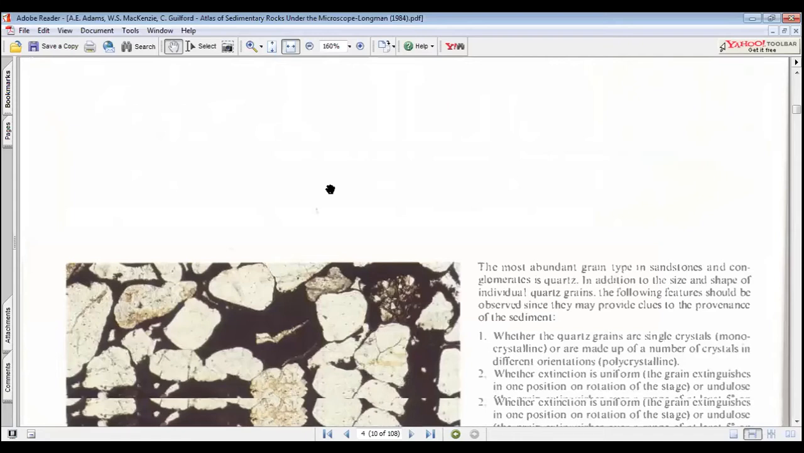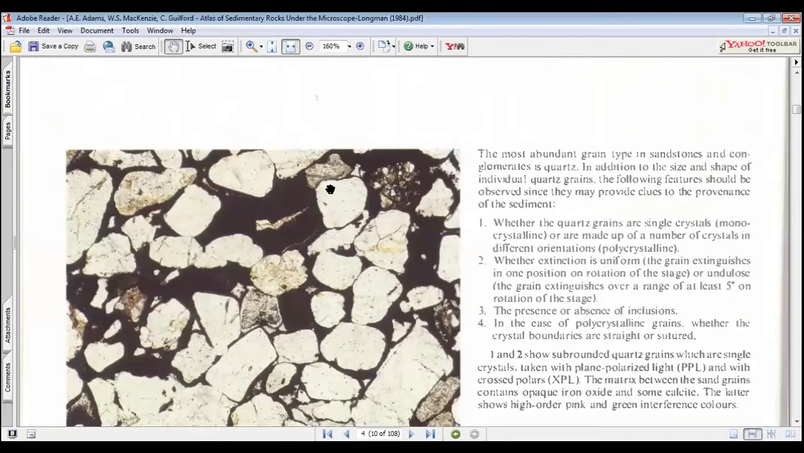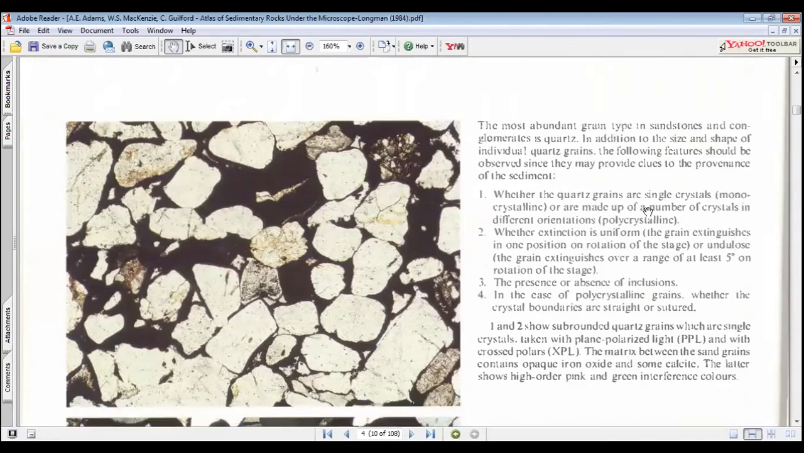Let's see a few of the examples from the quartz. Quartz, as you know, is a very dominant mineral in most of the sandstones, and quartz is found in different types. It can be monocrystalline, and it can be polycrystalline. Polycrystalline means that the quartz grain is made up of more than two crystals. We will see shortly an example of that.